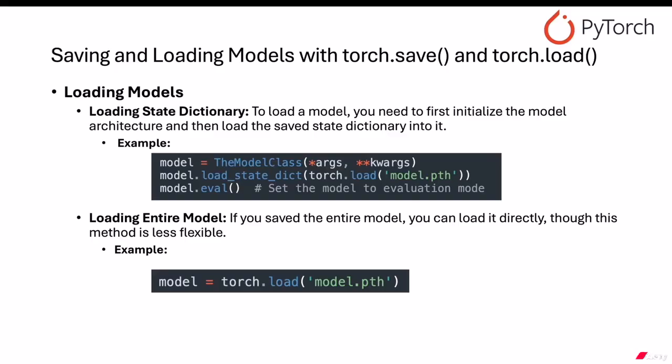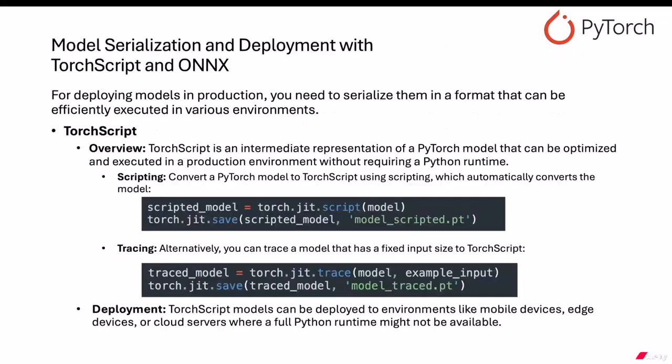Loading entire model. If you save the entire model, you can load it directly, though this method is less flexible. Here is an example: model equal to torch.load('model.pth'). Model serialization and deployment with TorchScript and ONNX. For deploying models in production, you need to serialize them in a format that can be efficiently executed in various environments. TorchScript. TorchScript is an intermediate representation of a PyTorch model that can be optimized and executed in a production environment without requiring a Python runtime.